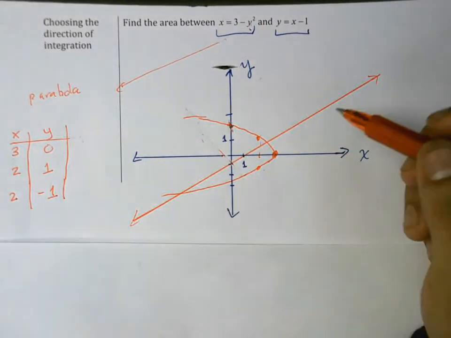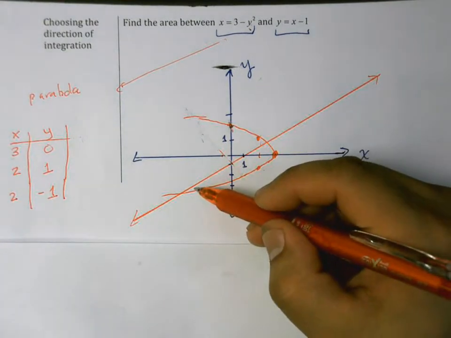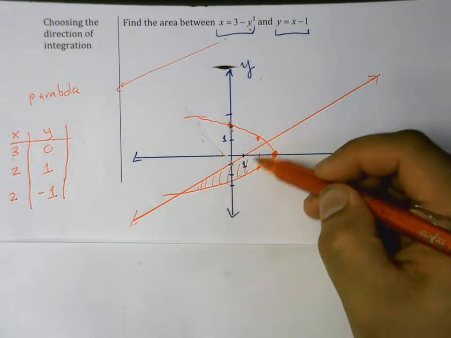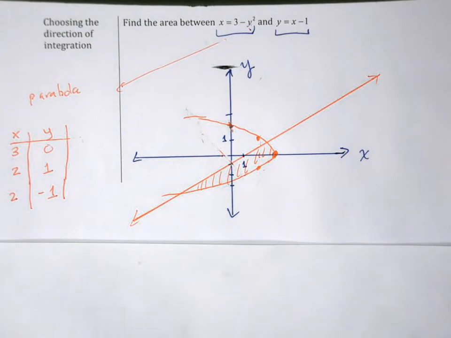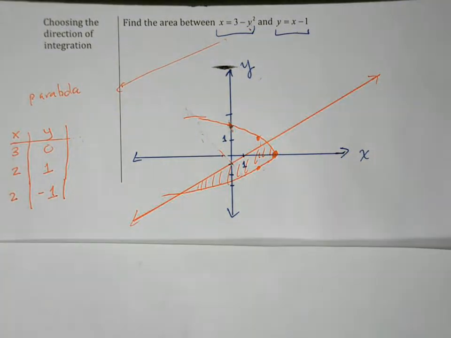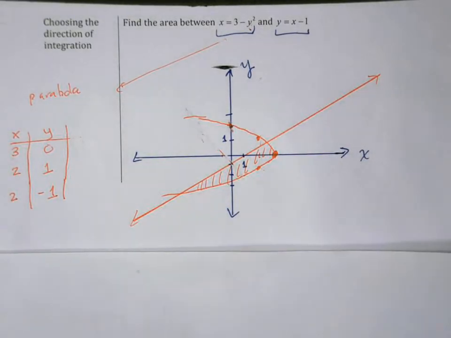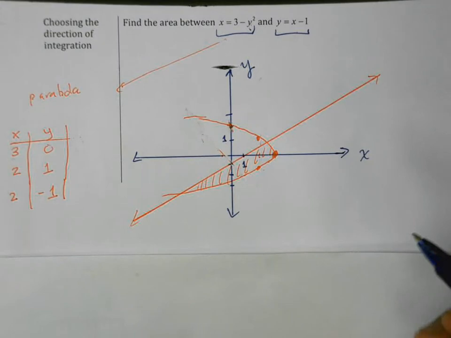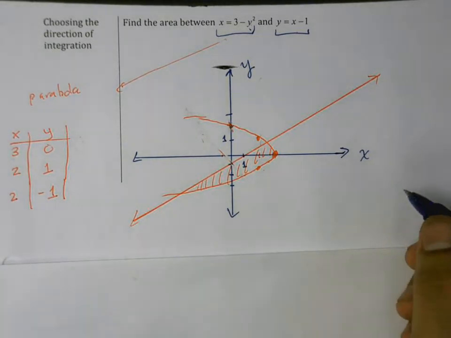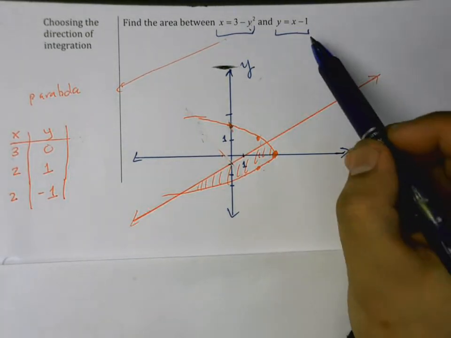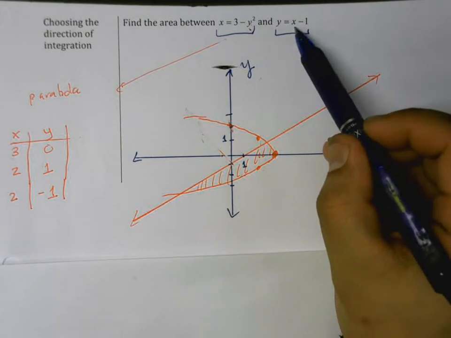What we are looking for is this area in between, this little sliver right here in between the two graphs. We don't know the limits of integration, so we're going to have to find the points of intersection. This time, we're going to have to do it algebraically, and it's not too difficult. We're just going to solve this one for x as well, and then set them equal to each other.